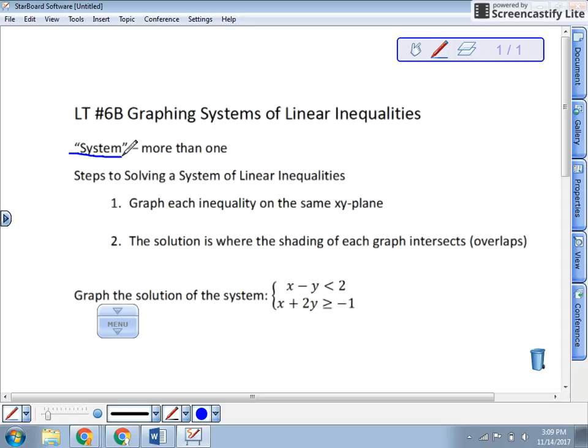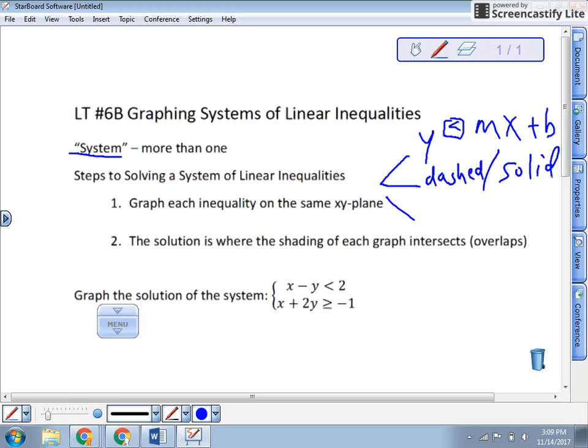All right, we're going to keep it real simple. Number one, graph each inequality on the same XY plane. When we graph, remember there's three things we've got to do. First, get y equals, well, really an inequality symbol, but we've got to get slope-intercept form, mx plus b, with y by itself. The next thing we need to know is, is it dashed or a solid line? And then we've got to shade above or below, depending on the inequality. We're going to do that first on the same xy plane.